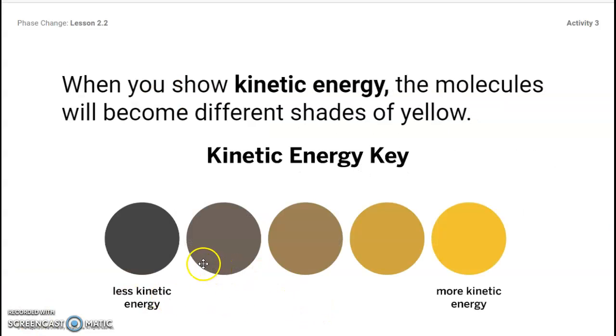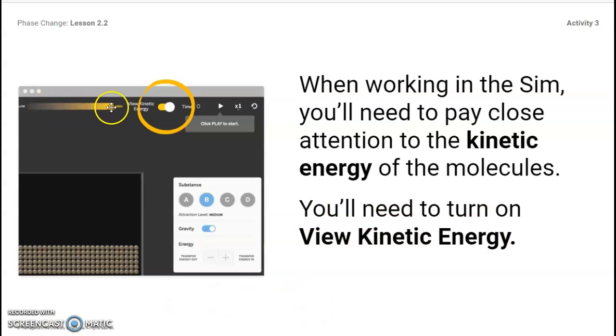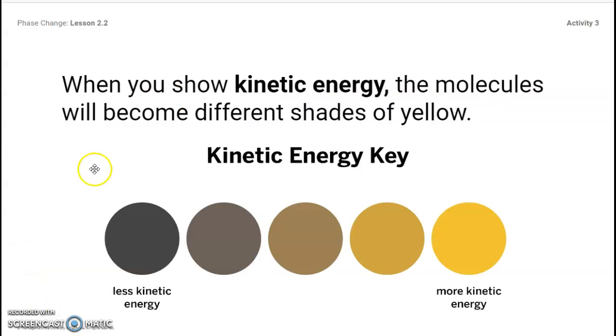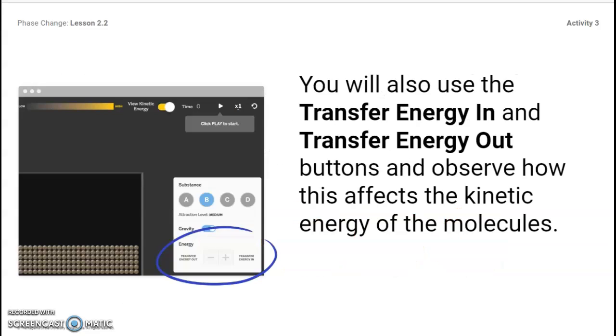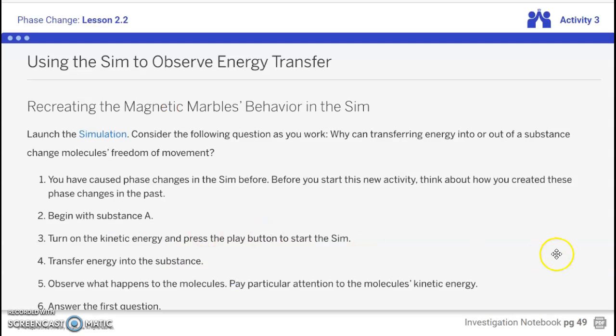Now remember, your kinetic energy key that you guys have, I think it's up here at the top, but it has different colors. And these are the different shades that you have. The closer you get to the brighter yellow, the more kinetic energy you have. So remember that as you're going through this sim, you'll learn more about that kinetic energy by completing these sims. So make sure you're paying attention to that. You will also use the energy transfer in and out for this one, and observe how this affects the kinetic energy within the molecules.